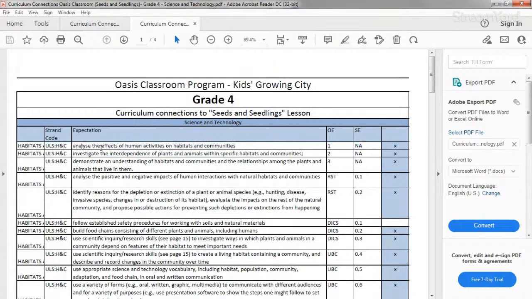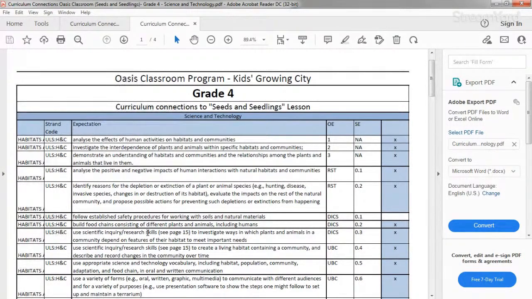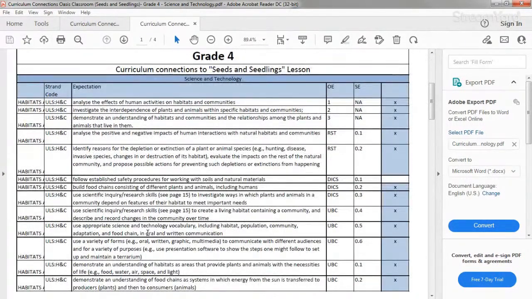Okay, tell me that does not connect to gardening. It does. Let's go to the next one. Investigate the interdependence of plants and animals within specific habitats and communities. Oh my God, gardening in your classroom and you're teaching science, right? It connects. Let's go a little bit further down below.